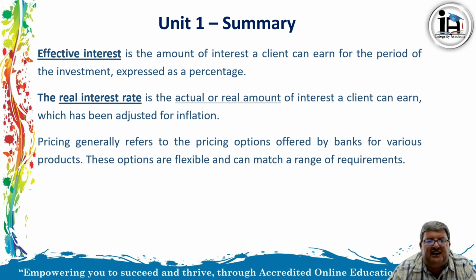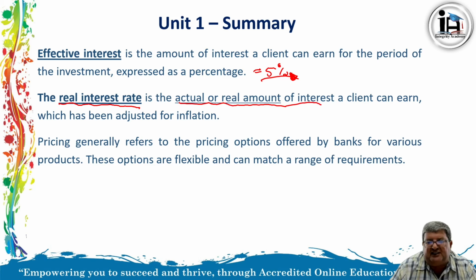Effective interest rate, we said, is the amount of interest the client can earn for the period of the investment expressed as a percentage. So they will say you will get 5% interest for that period. Full stop. The real interest rate is the actual or real amount of interest a client can earn, which has been adjusted for inflation. So the moment you add inflation to the calculation, that will then be the real interest rate.